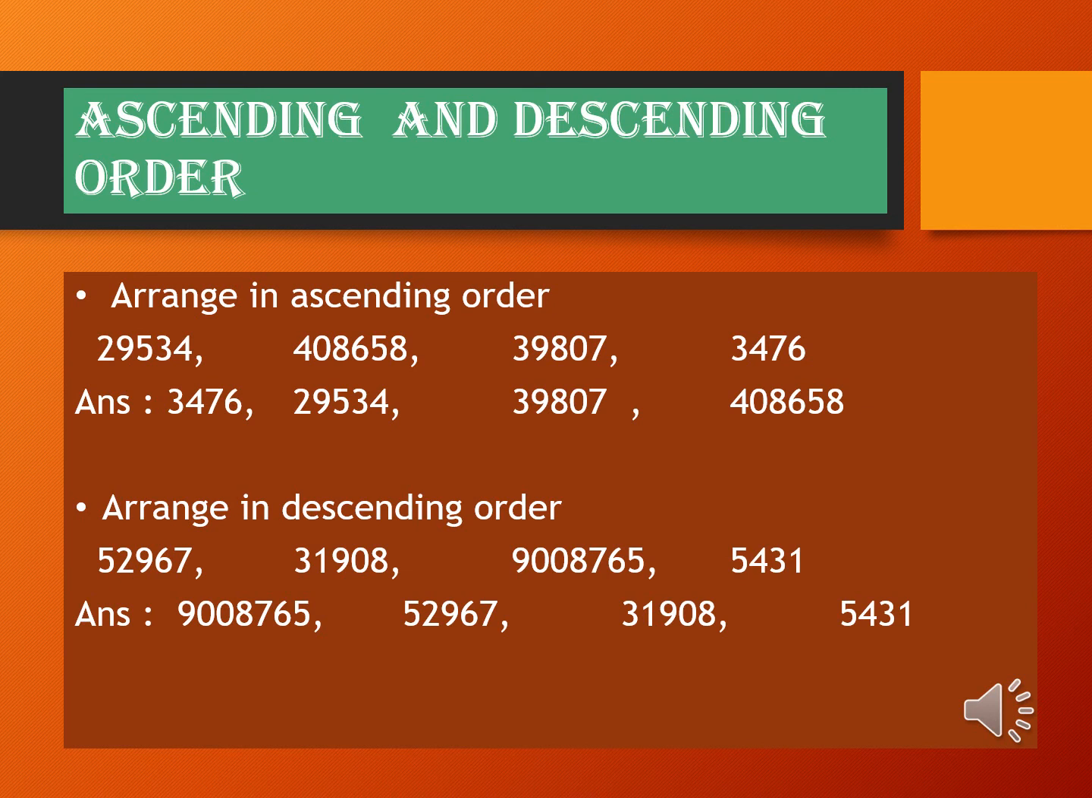39,807 is bigger than 29,534. So, 29,534 will come in second position and 39,807 in third position, and last position we can write 4,08,658. So, when we arrange those 4 numbers in ascending order, how will it come?